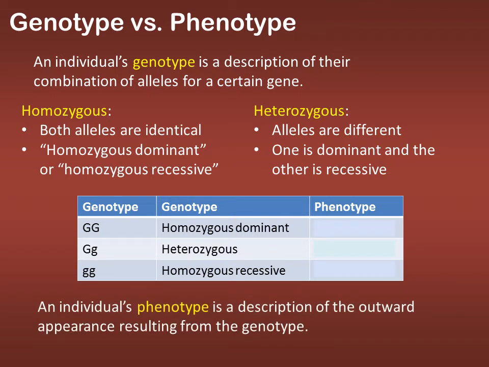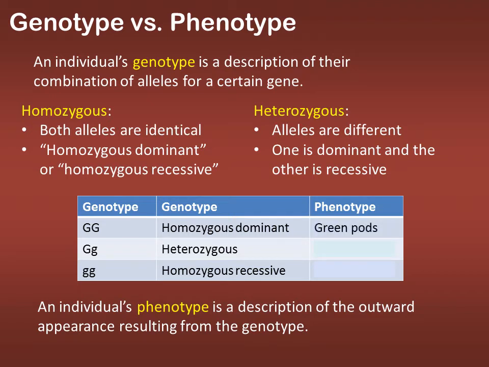Now, an individual's phenotype is actually the outward expression of that genotype. So what will the result be when you look at the individual? And of course, this follows that dominant recessive system we just described in the last example.